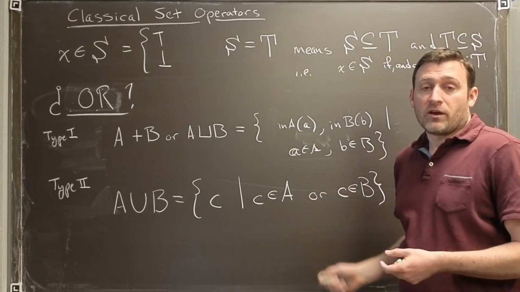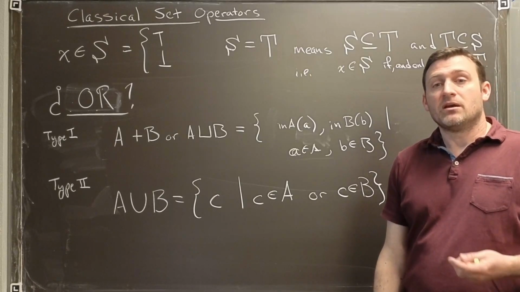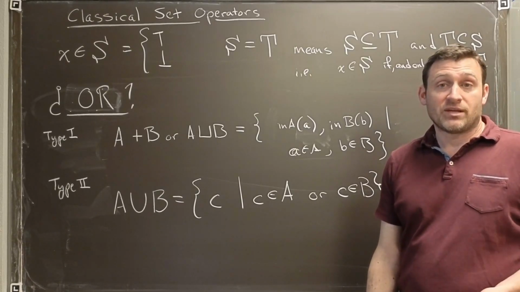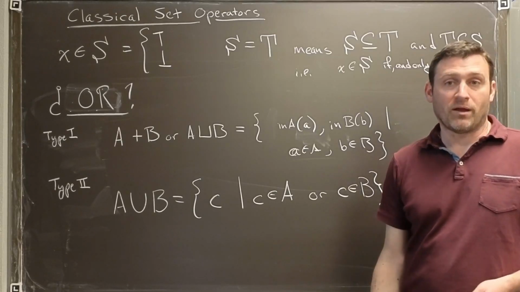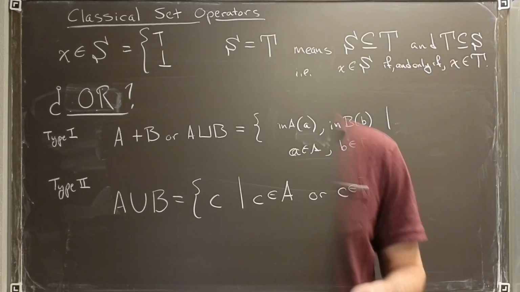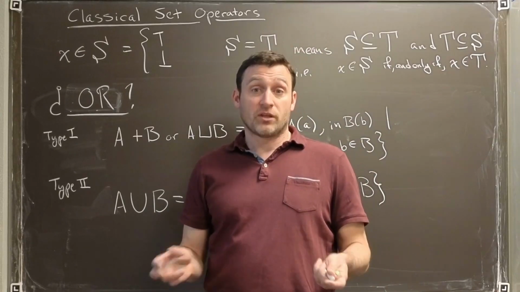The union, on the other hand, is to take A and B, but not double count the intersections. There might be values that are already in both of them. They only show up once. So this one's called the union. It can be confusing to remember all these, so let's use some diagrams.